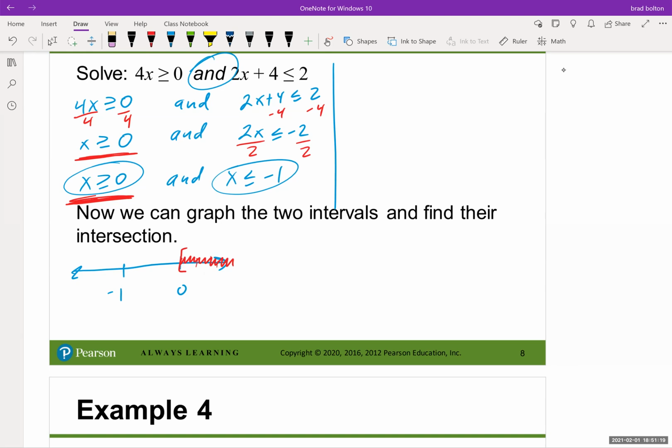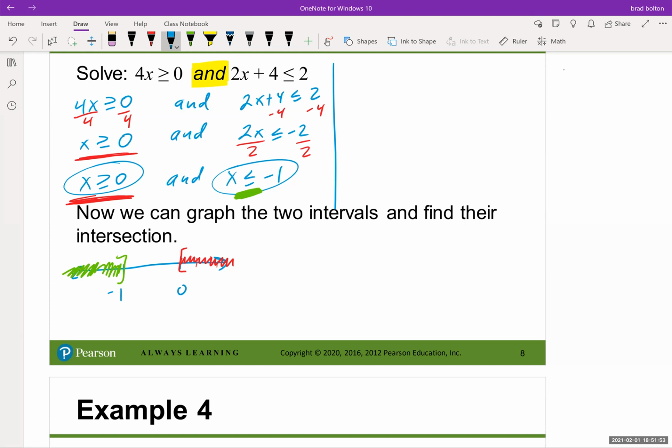Now we have to shade the other one. x is less than or equal to negative 1. So here's negative 1, we do a bracket here, but now we shade the other way because this tells us to shade to the left. So we shade left, okay? Now remember, this is an "and" statement. So let's go back up here. The word "and" means: where do your two solution sets overlap? Graphically, where is there double shading? Where does our shading overlap with other shading?